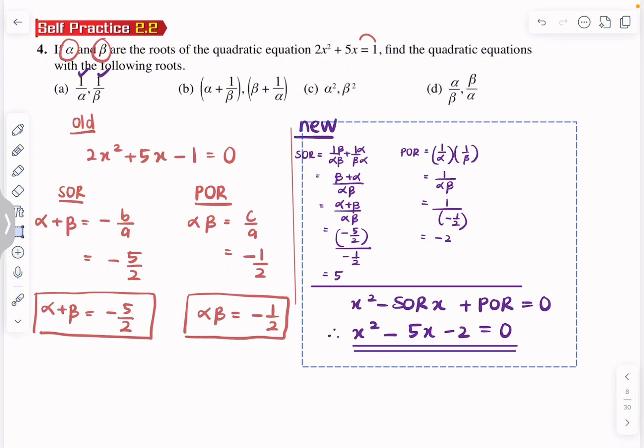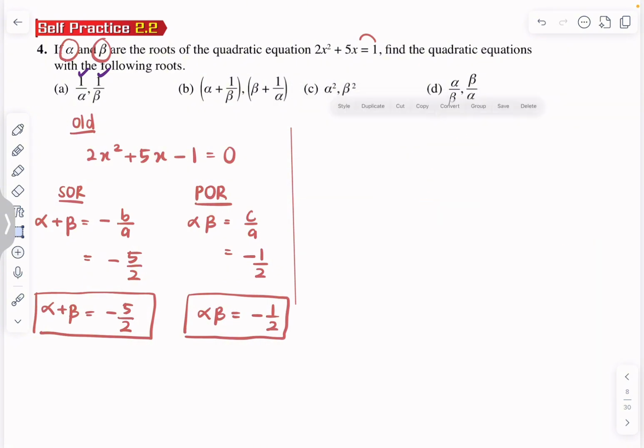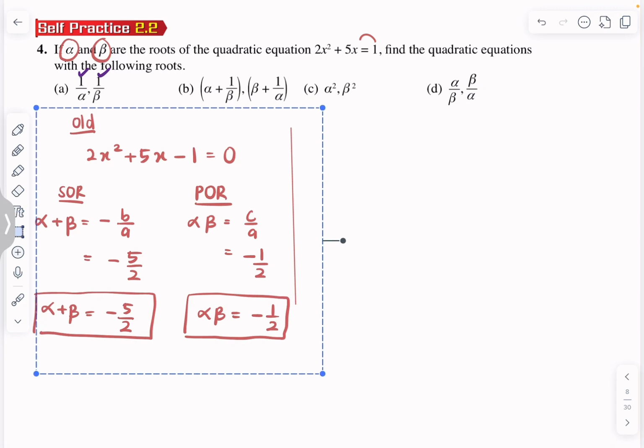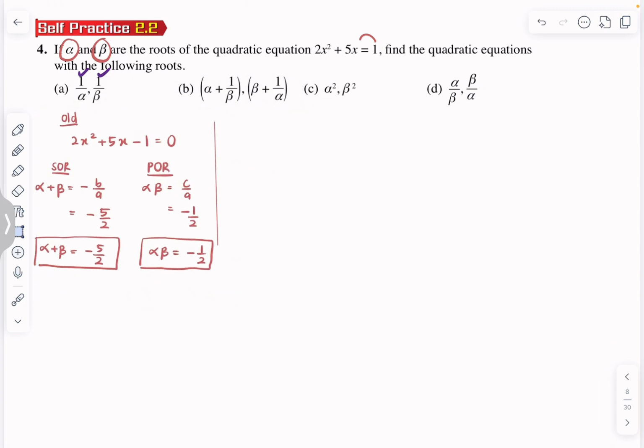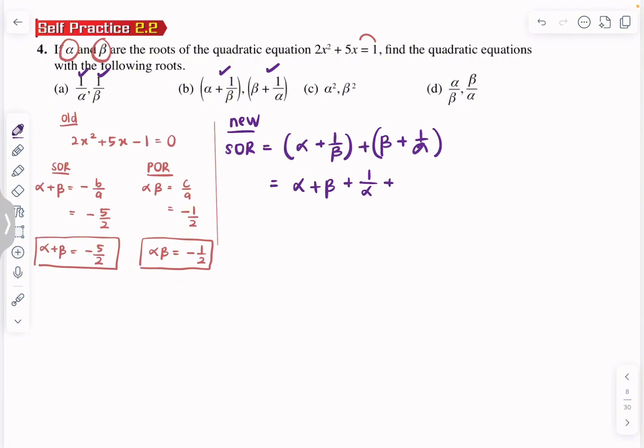Next question. Let's make this smaller. Okay, I put this here. So let's look at our new sum of roots. These are our roots. So the new sum of roots will be alpha plus 1 over beta, plus beta plus 1 over alpha. So this will be alpha plus beta plus 1 over alpha plus 1 over beta.